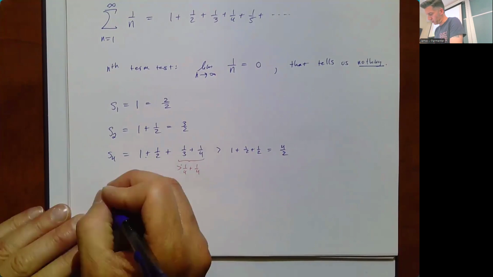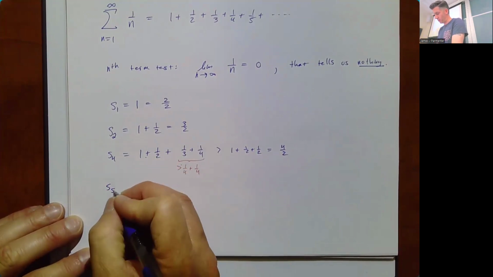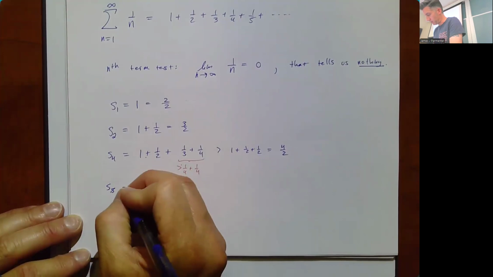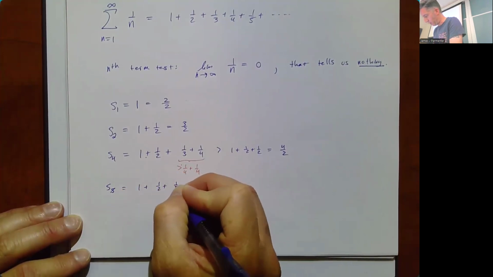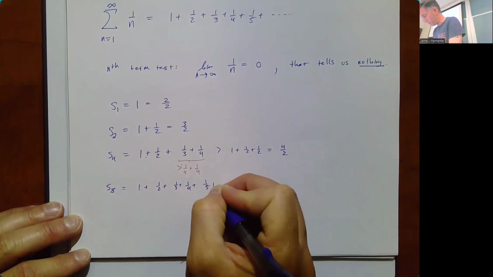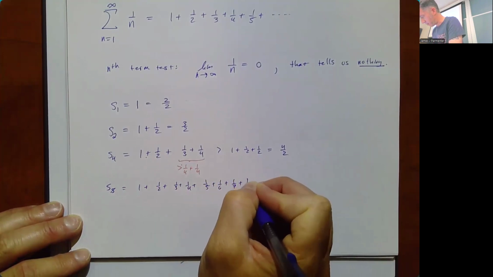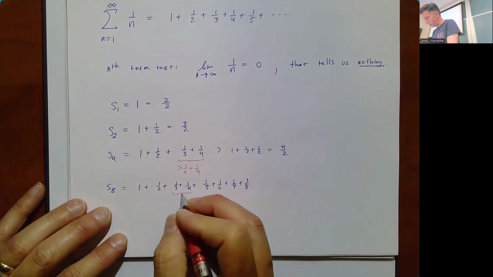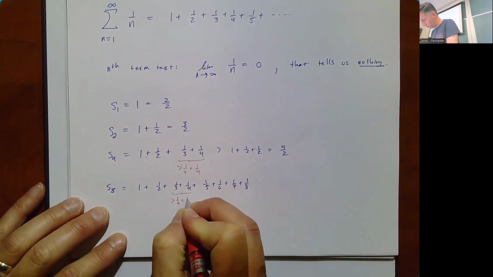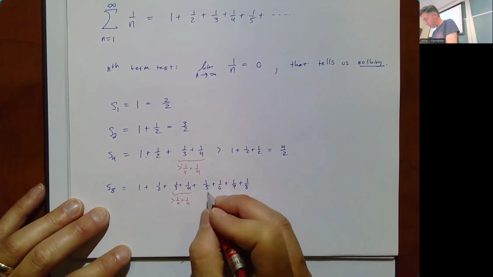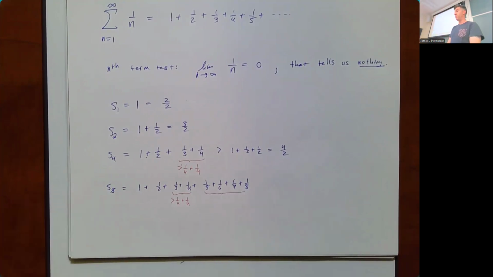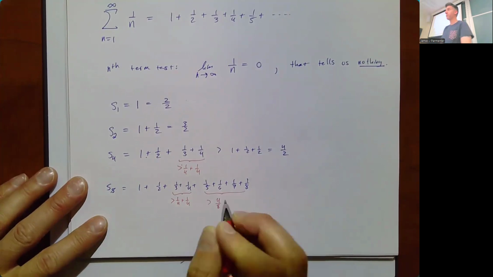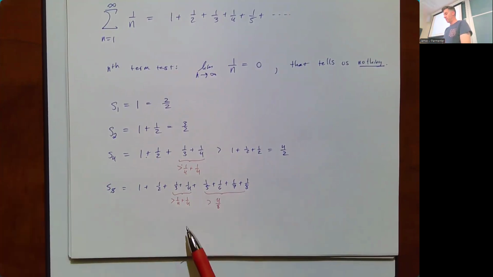So we'll do 2 more. Sorry, not the fifth partial sum. The eighth partial sum is the next one I'll look at. This is 1 plus 1/2 plus 1/3 plus 1/4 plus 1/5 plus 1/6 plus 1/7 plus 1/8. And I'm going to make the same sort of observation here. The 1/3 plus 1/4 is bigger than 1/4 plus 1/4, which is equal to 1/2. And the 1/5 plus 1/6 plus 1/7 plus 1/8 is bigger than 1/8 plus 1/8 plus 1/8 plus 1/8, which is 4/8. So now this sum is bigger than 2/2 plus 1/2 plus 1/2 plus 1/2, which is 5/2.